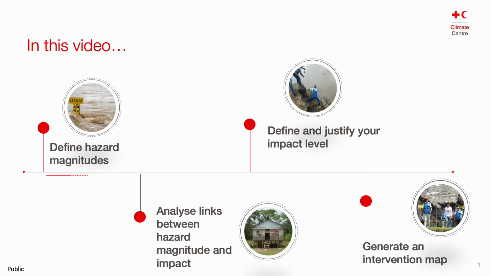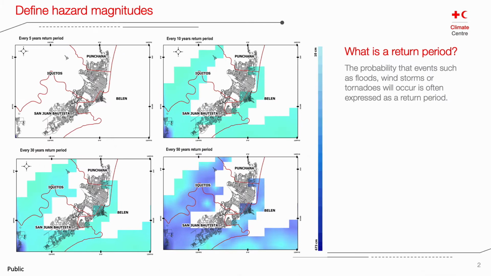In this video, we will cover some key components for the triggers, like the definition of the hazard magnitudes, the analysis between hazard magnitude and impact. We will define and justify the impact level, and finally we will give an example of how to generate an intervention map.